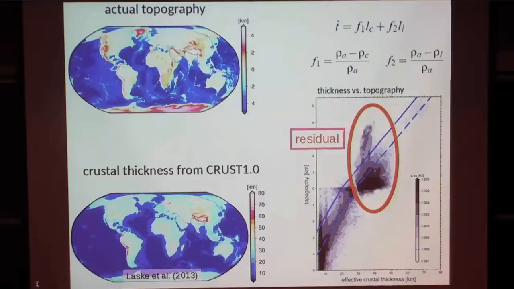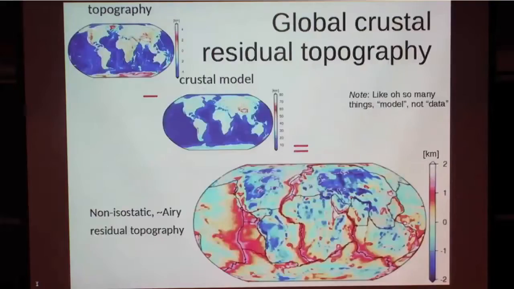And sometimes there's kilometers of being out of whack in terms of topography. So that's interesting. We can take this crustal model, play our games, and then come up with a residual topography estimate. That's a model, right? It's not a real datum, but something we might want to explore.